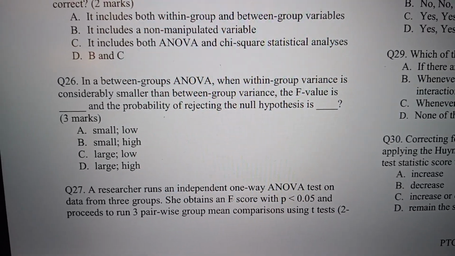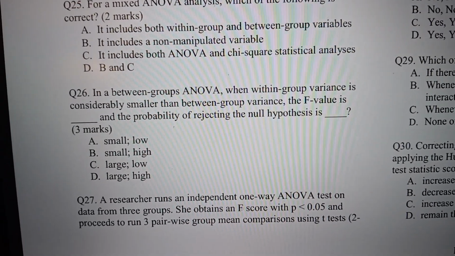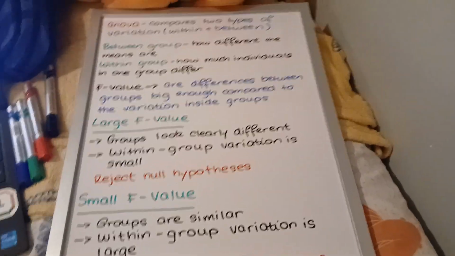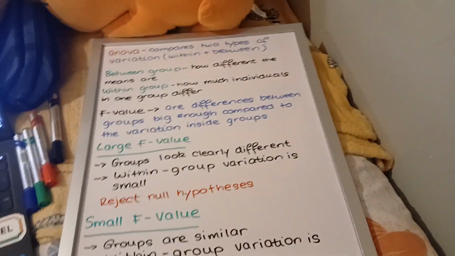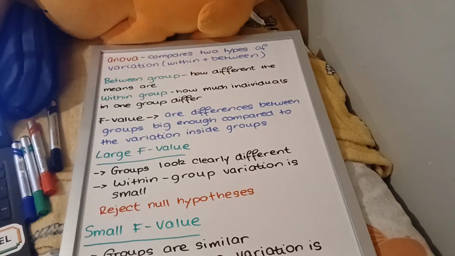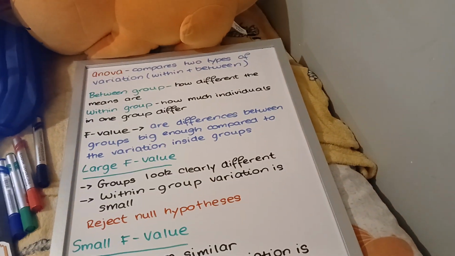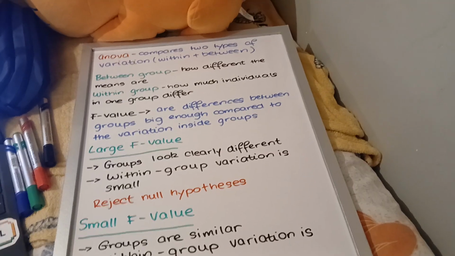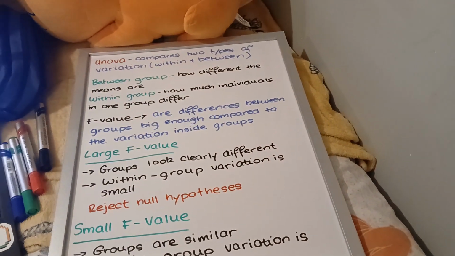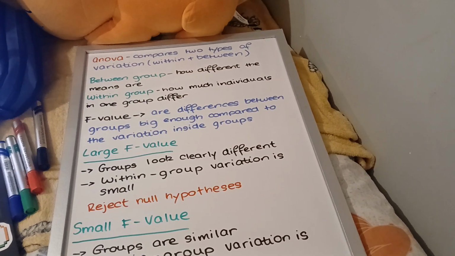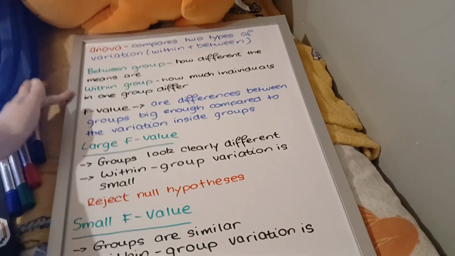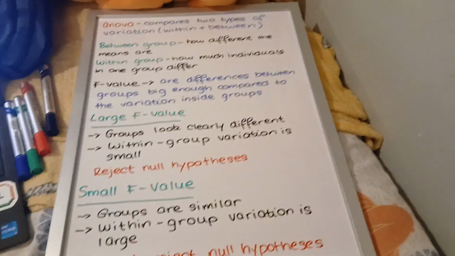To answer question 26, we first need to define a couple of terms. So we're going to look at ANOVA. ANOVA basically compares two types of variation, which we described before. It's comparing within group and between group variation. Between group is how different the means are, and within group is how much individuals in one group differ from each other. So between groups, we're looking at multiple groups, and within groups, we're looking at one group.